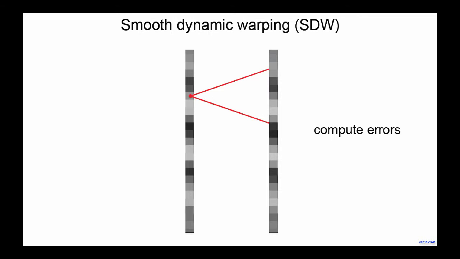So once again, we take a look at every sample for the trace on the left, and we compute errors for a range of samples in the trace on the right. And as I mentioned, this range of samples that we're looking at allows us to constrain the maximum and minimum shift or slope values. And we do this until we get to the very bottom of the trace.